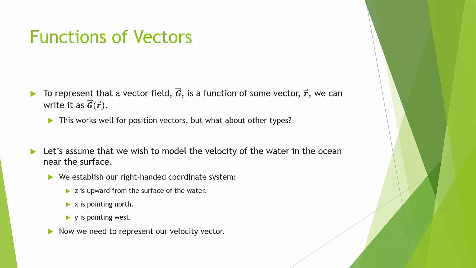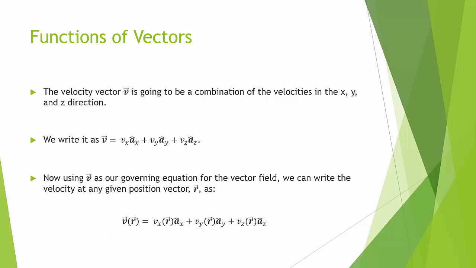Now we actually need an equation that will govern our region. To do this, we need to understand that our velocity vector v at any given point is going to be a combination of all the velocities in the x, y, and z directions. Using component form, which we learned in a previous lecture, you can write this as v equals vx a_x plus vy a_y plus vz a_z. Using v as our governing equation for our region, we now can write the velocity at every given position vector as the following.